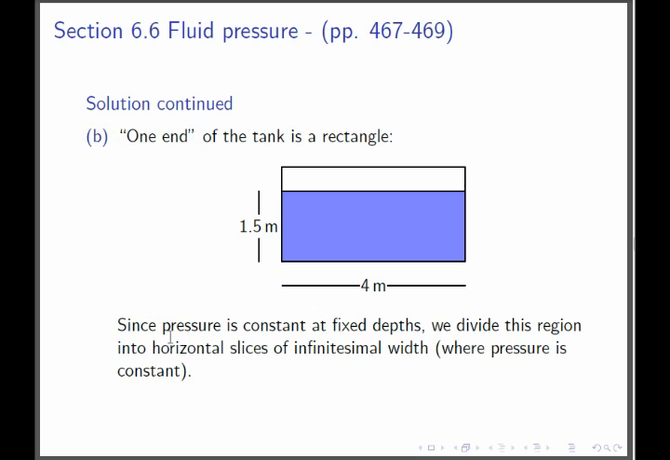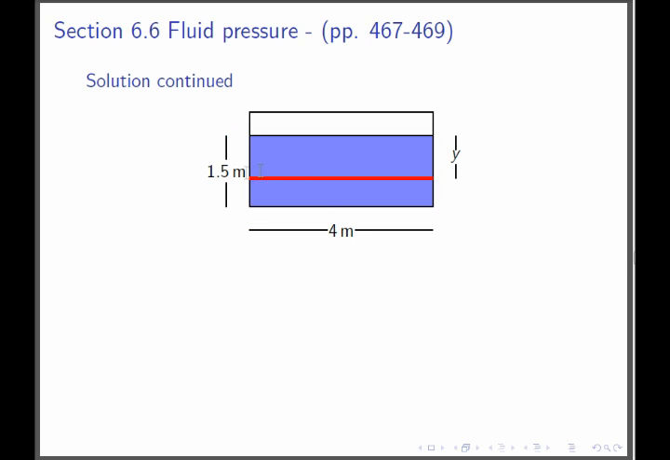Well, since pressure is constant at fixed depths, we're going to divide this region into horizontal slices of infinitesimal width, and the pressure is constant there, so we can use force equals pressure times area for those slices, and then we'll integrate. So here's one of my slices, and I need some variable to specify the position of my slice. I feel that the depth of the slice is a natural choice, so I'm going to use the variable y to denote this, and here I've indicated that the slice is at a depth of y.